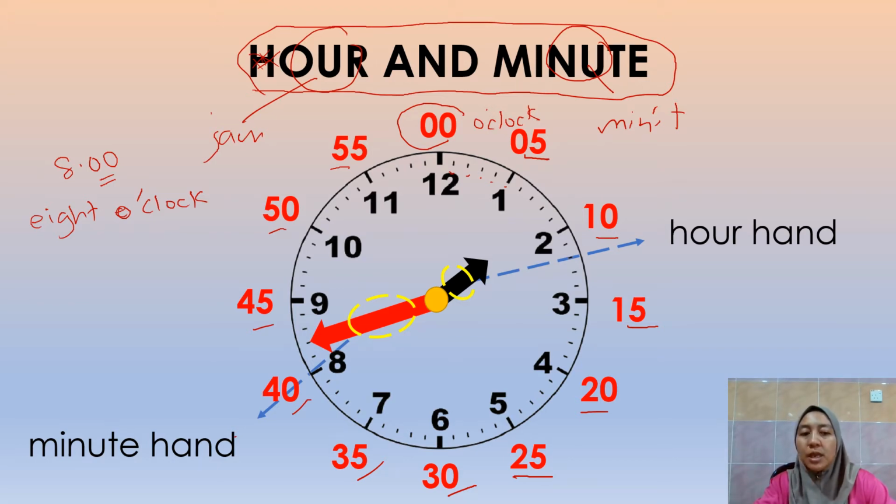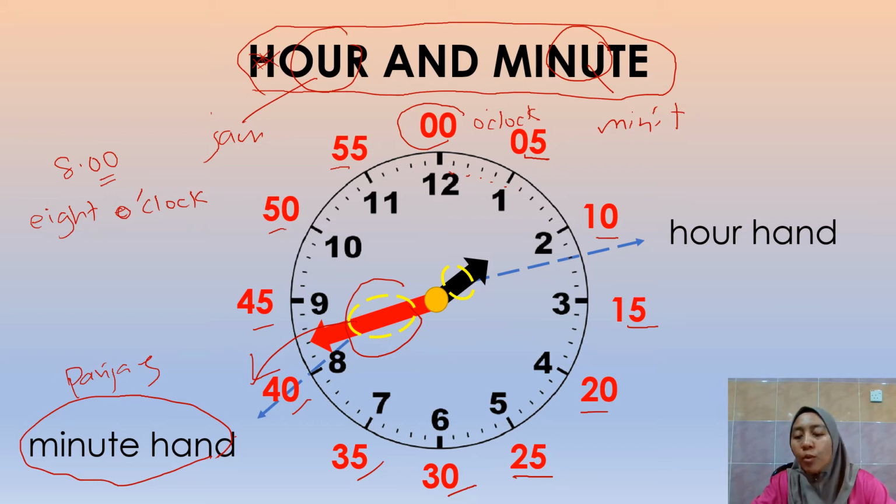Dan nak membaca minit ni kita kena ikut pada minute hand. Ni minute hand ni, dia panjang. Tangannya ialah panjang. Ni lah dia yang warna kuning ni. Ini ialah minute hand. Manakala untuk hour hand, dia berbentuk yang hitam ni. 1, 2, 3, 4, 5, 6, 7, 8, 9, 10, 11, 12. Ini kita panggil hour hand. Dan dia punya tangan ni pendek aja.